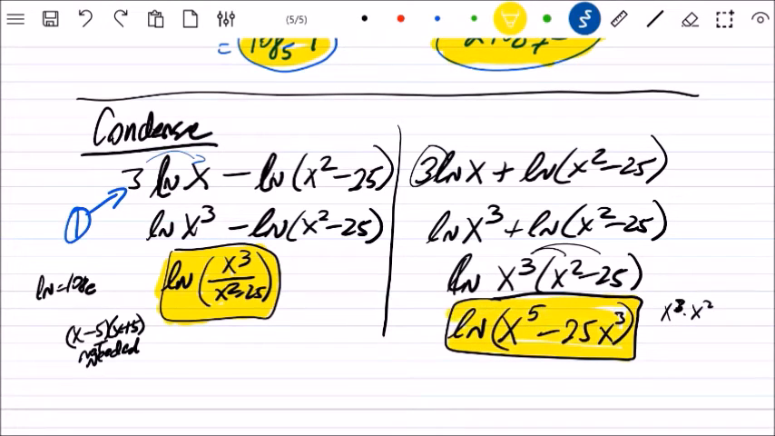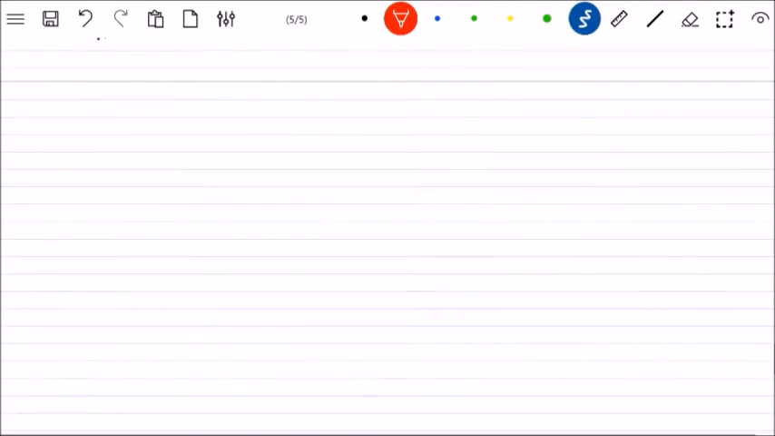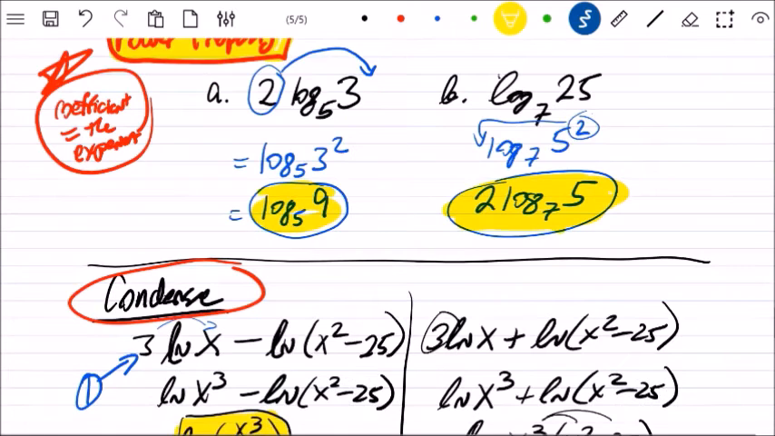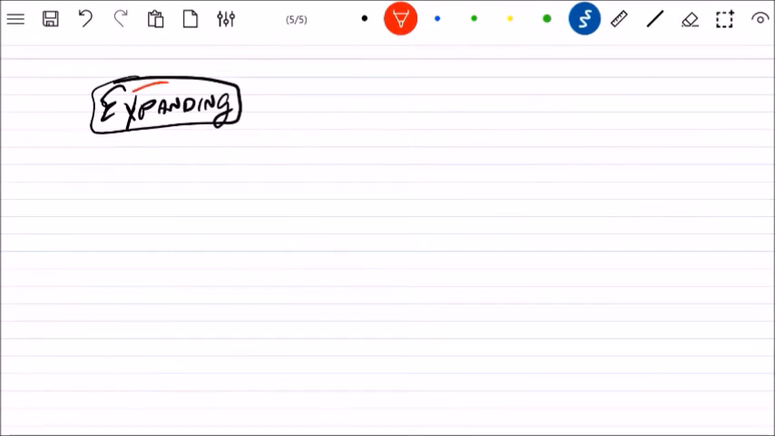All right. And now let's look at expanding. This is condensing that we just did. Now let's look at some expanding. Okay, so for expanding now, I'm going to just circle that actually in red. So for expanding, let's use this.